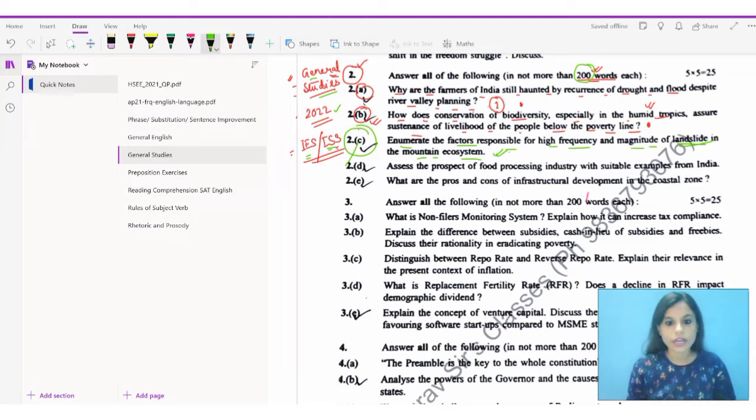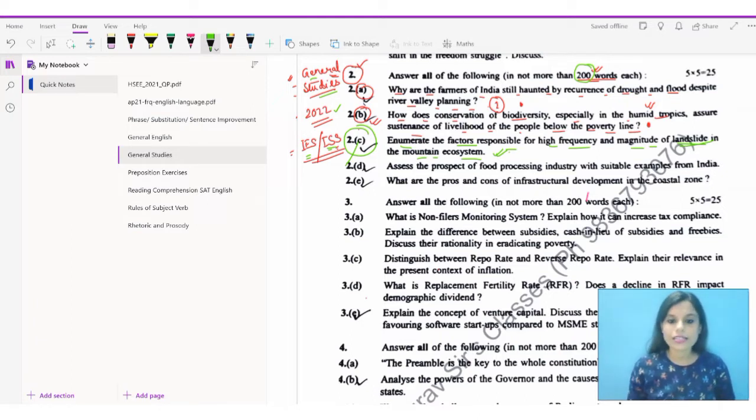Now, you all have come for the solution portion of the IES ISS General Studies paper for this year, that's 2022. And you can see on your screen it's written that this is the question paper. And if you have been following my videos, you would know that I have been solving each of these questions in each of my videos.